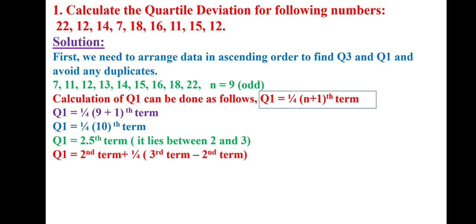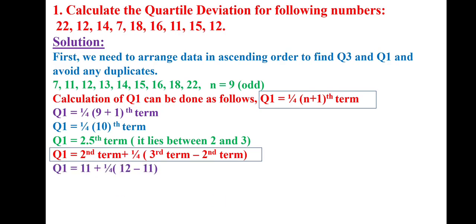Q1 equal to the second term plus 1/4 of the difference of the third term and second term. Why have we taken these? Because 2.5 lies between 2 and 3. Suppose 3.5 is there, we need to consider 3 and 4. This is the way we need to remember it, depending on the value you are getting. This is the formula for Q1 in an individual series of observations.